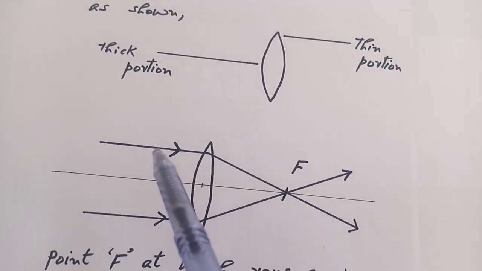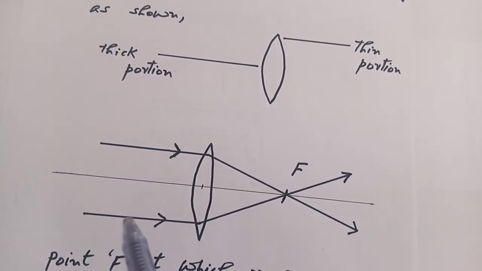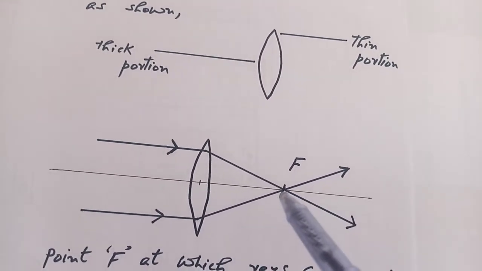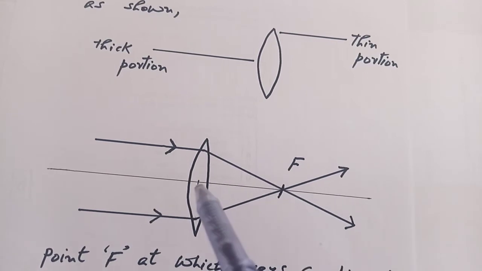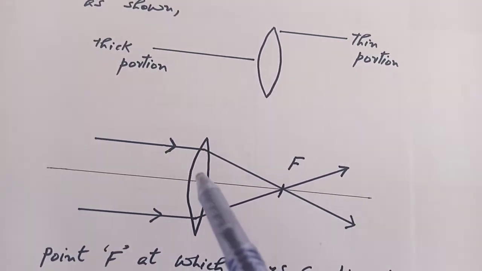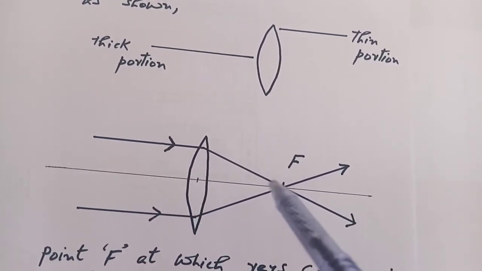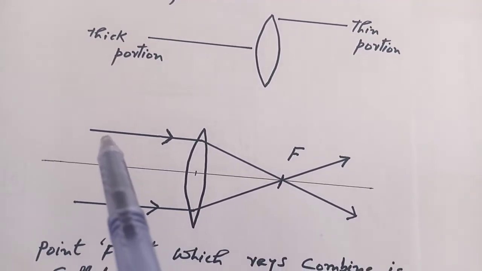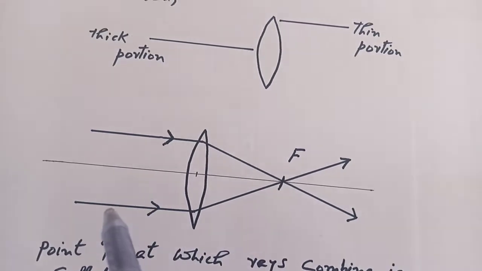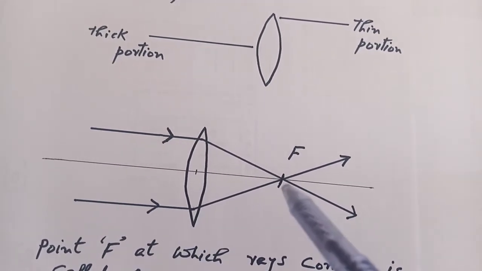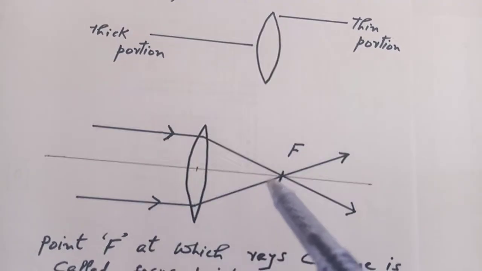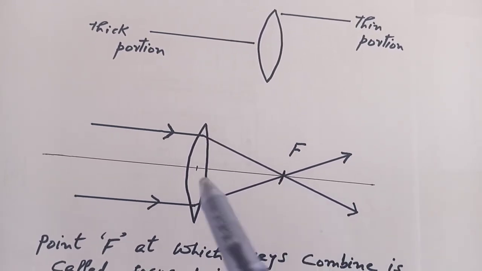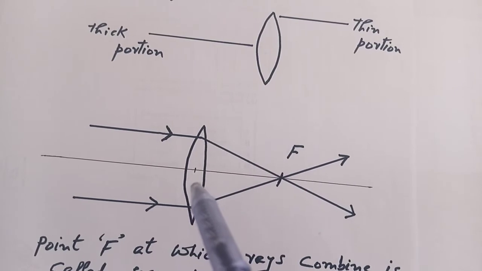these are the parallel rays. This is one ray and this is the second ray. When these rays pass through the convex lens, they combine at this point. So this lens through which the rays pass and combine at a point is called a converging lens or convex lens.